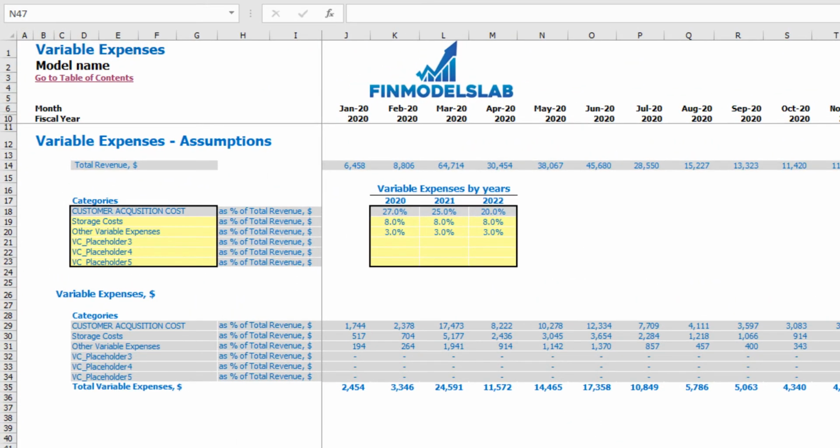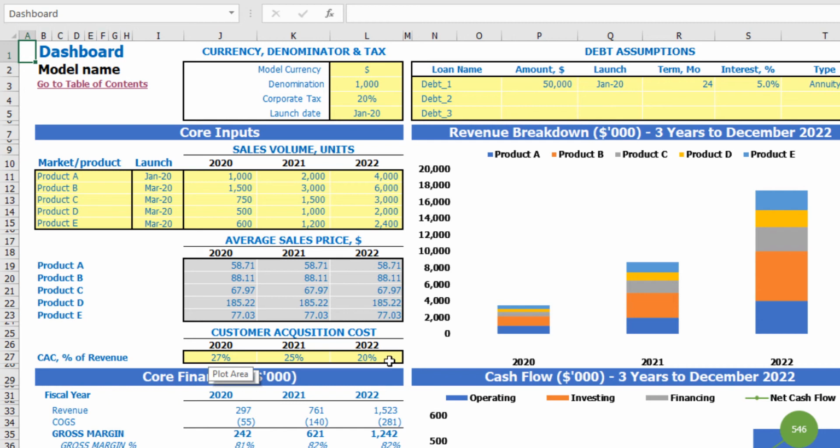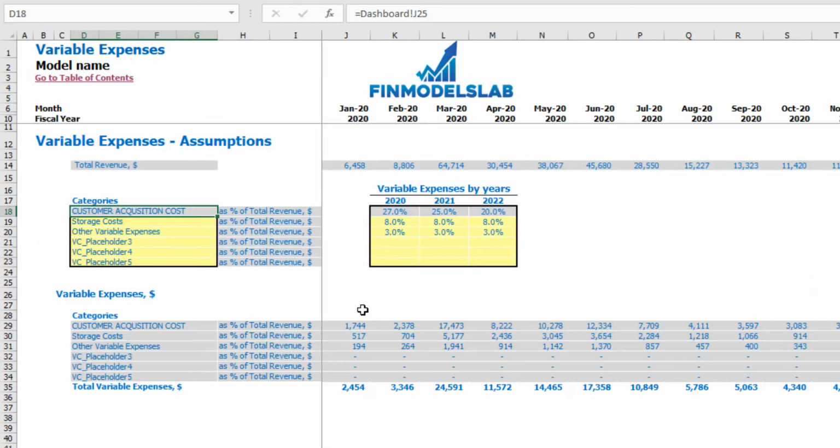On the variable expenses tab, you may find up to 6 line items to set up your variable expenses. The first line item you may see in gray color. This means this is connected to something. Specifically, this line item is unique and connected to the dashboard where you find customer acquisition cost. So this is set up as a percentage of revenue. So you may see that on the variable expenses tab, this is also connected to the dashboard.